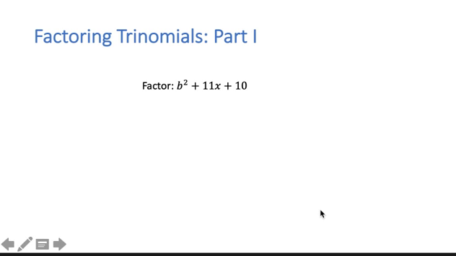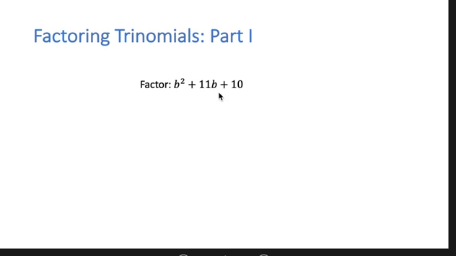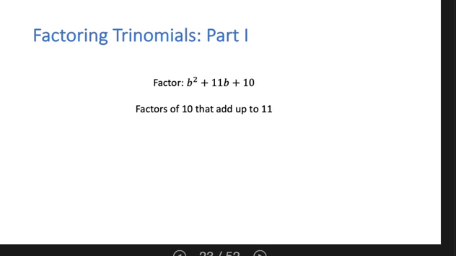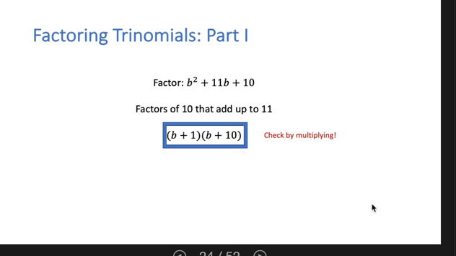Now try one where I didn't give you all the options. So factor b squared plus... I fixed that. I saw there was an x here, so I paused the video and fixed it. But you want to factor b squared plus 11b plus 10. So we need the factors of 10 that add up to 11. Why don't you pause the video and see if you can figure that out? And did you get b plus 1 times b plus 10? Because that's the right answer.